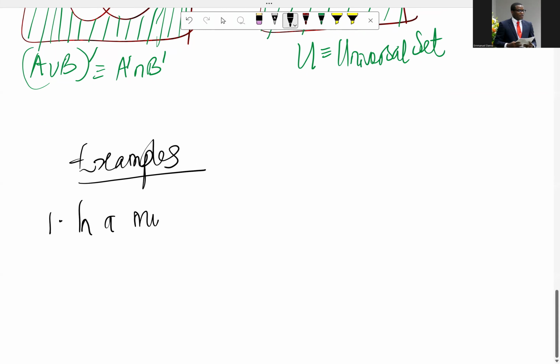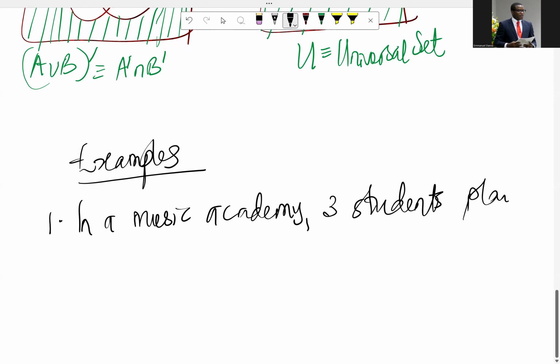In a music academy, three students play the flute. Okay, let me put it this way. I think I have a better approach to this. All right. So, in a music academy, rather, 10 students play the flute.